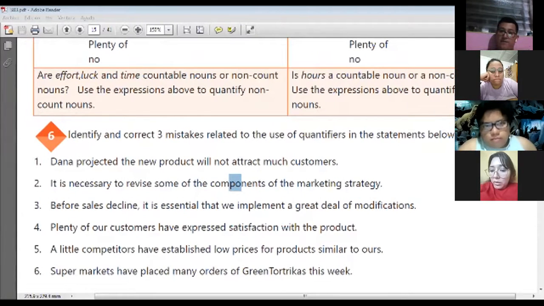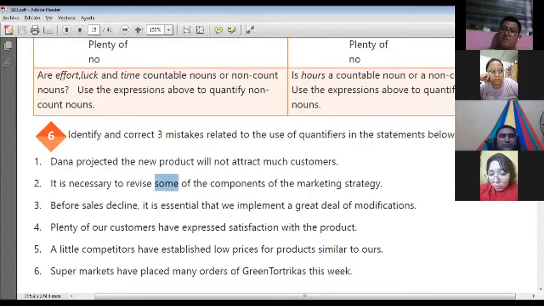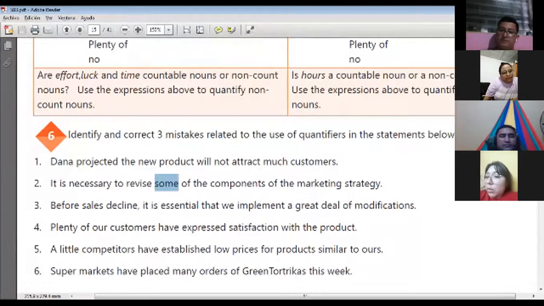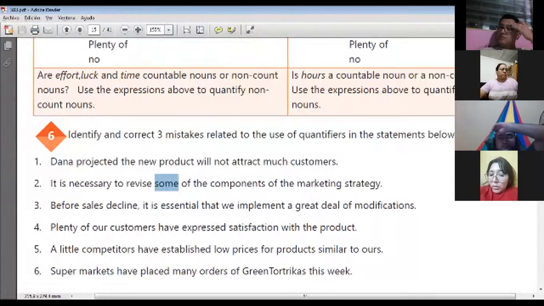It is necessary to revise some of the components. Some said many of the components, and some of you said a lot of the components. So all of you are right. Yes. All of you have it right. If I say it is necessary to revise some of the components, some, algunos, okay? It is necessary to revise many of the components, muchos, los componentes, okay? The context changes. A lot of the components, un puñado, muchísimos de los componentes. You see? The meaning changes depending on the quantifier that you're using. And yes, the three are correct.